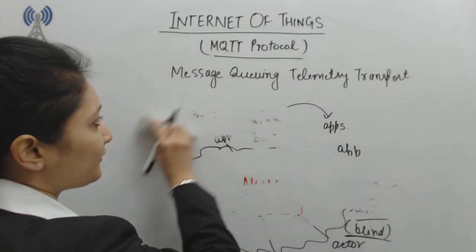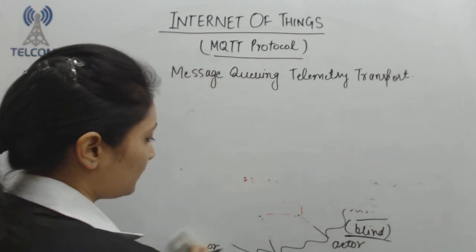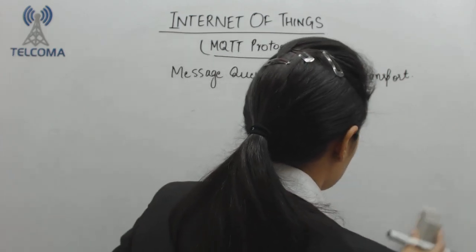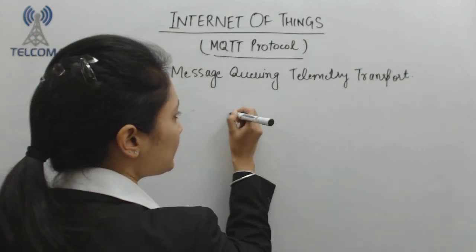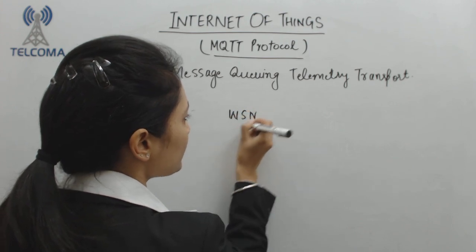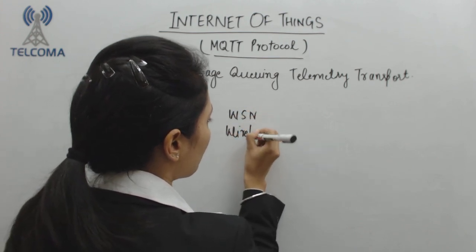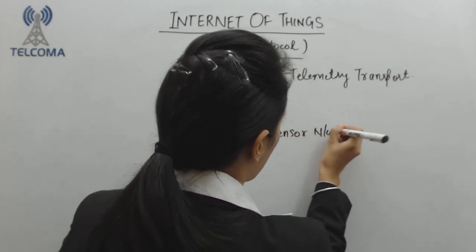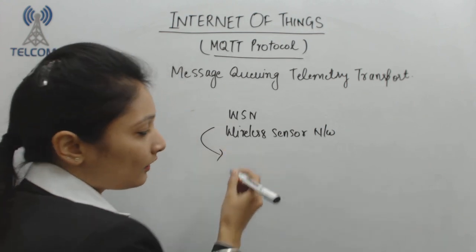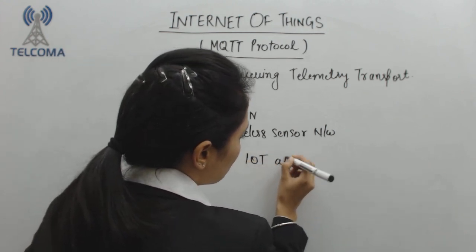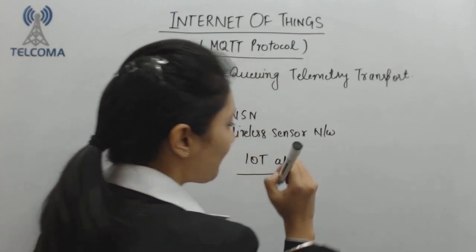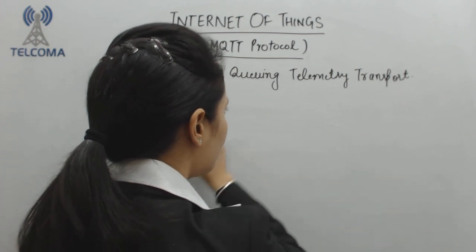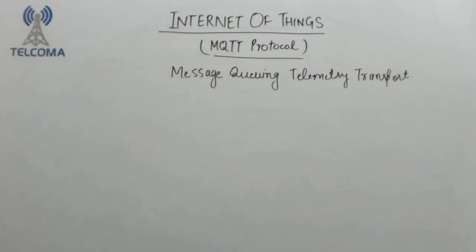That means this protocol is suitable for small devices, that means these sensor devices, then it is serving your WSN, which is your wireless sensor networks, and ultimately your IoT applications. So what are the features of this protocol?